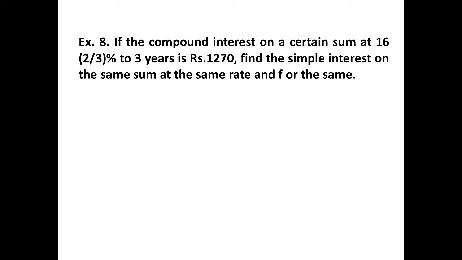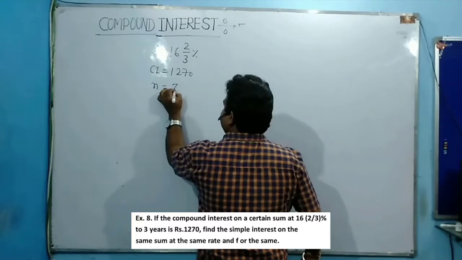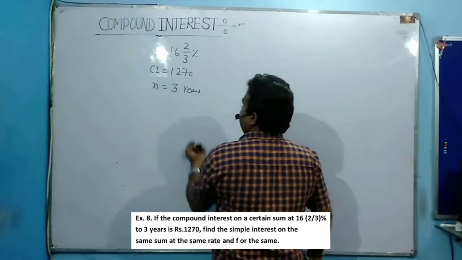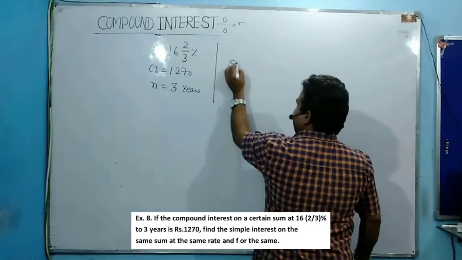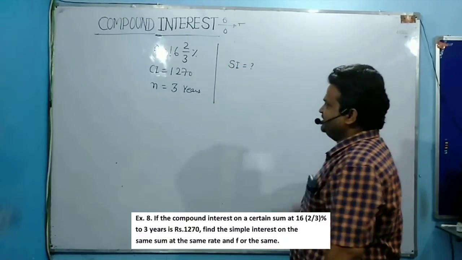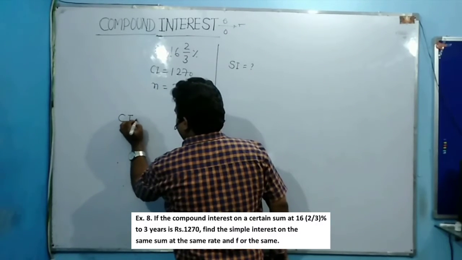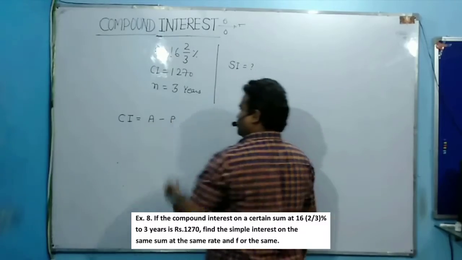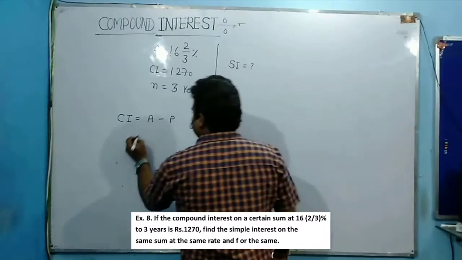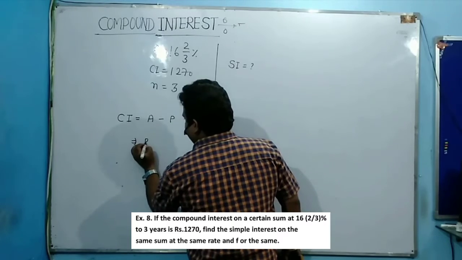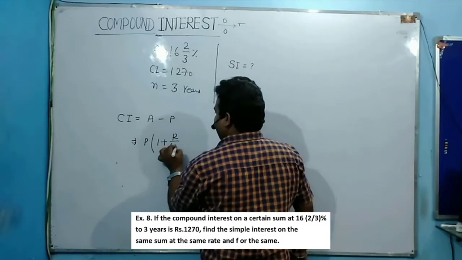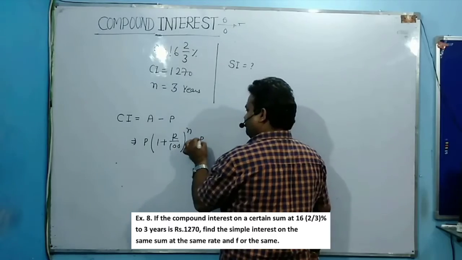So I am just writing the rate which is given to you, 16 and 2/3% rate. The compound interest is 1270. Time is also mentioned, 3 years. Now you need to calculate the simple interest for the same principal, same rate, same time. Okay, now what is the compound interest formula? My compound interest formula is A minus P. Clear? Okay. Now what is the A formula? A formula is P (1 plus R divided by 100) raised to the power n, minus P.